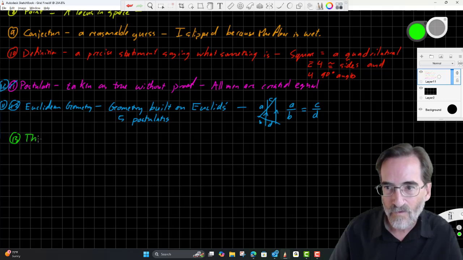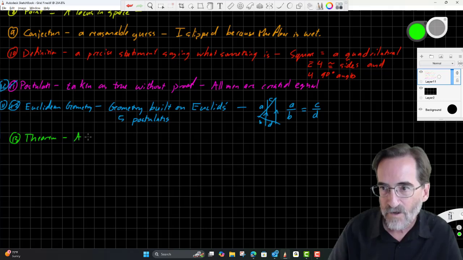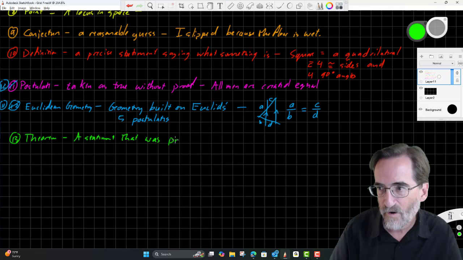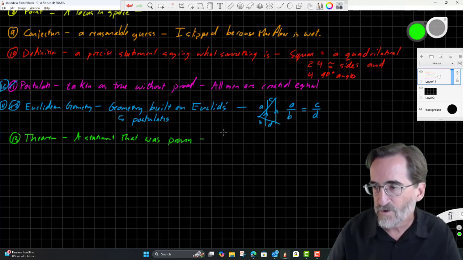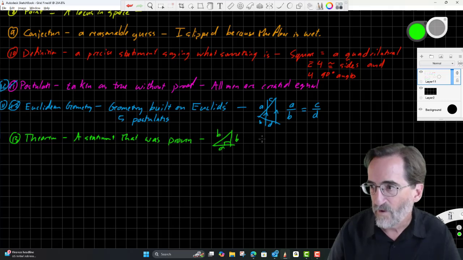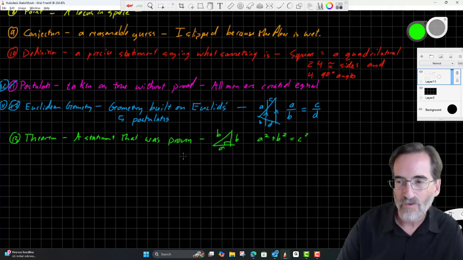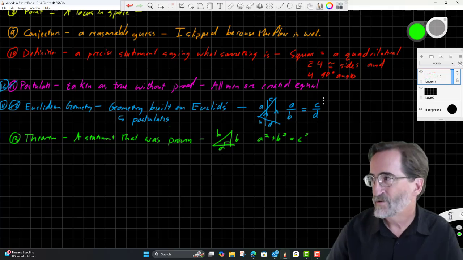Theorem. A statement that was proven. The triangle inequality theorem. Or let's do the Pythagorean theorem. If you have a right triangle, then a squared plus b squared equals c squared. That's known as the Pythagorean theorem because it's been proven many times in many ways.